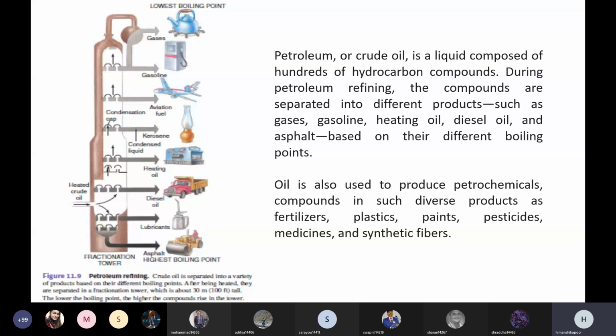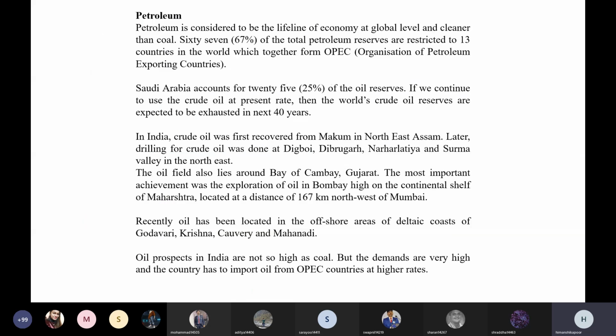We all know that petroleum can be considered the lifeline of the economy, be it at national level or at global level. If we see the distribution, then 67% of total petroleum reserves are restricted to just 13 countries in the world. These countries form the Organization of Petroleum Exporting Countries, known as OPEC. And it is very well known that Saudi Arabia accounts for 25% of oil reserves.